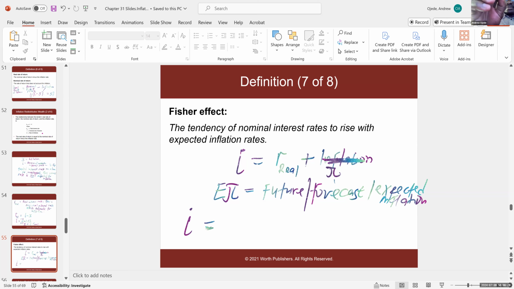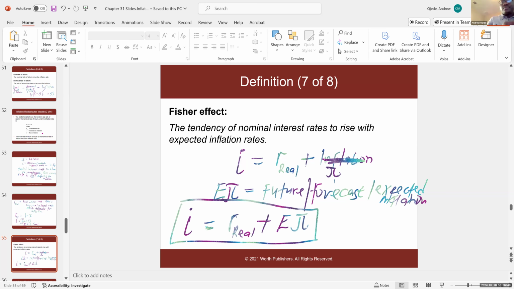you take the real interest rate plus expected inflation. We use expected as opposed to current inflation. That's the more relevant inflation that is necessary for banks to what? To charge an interest rate today.